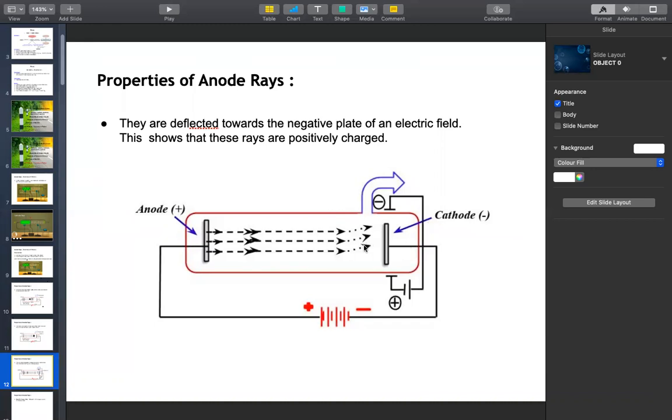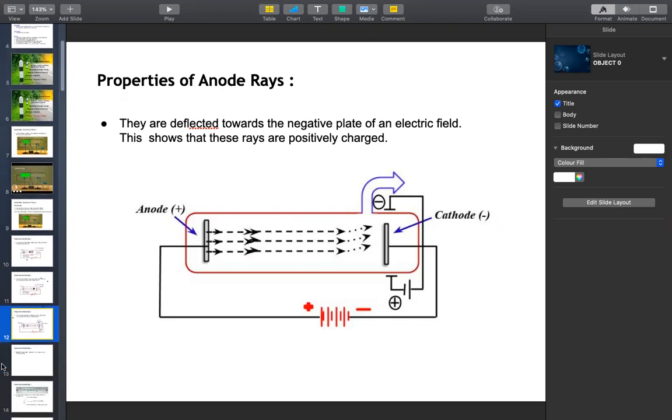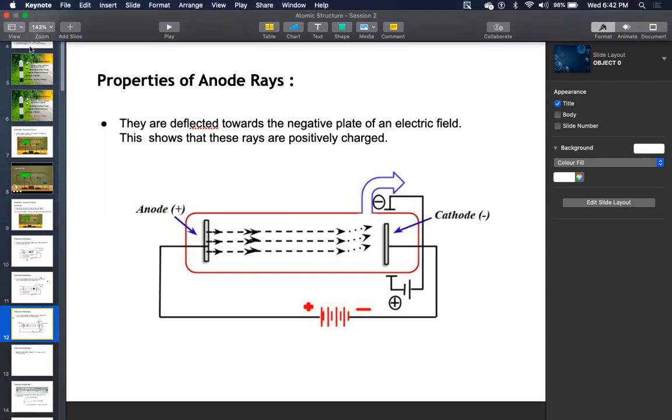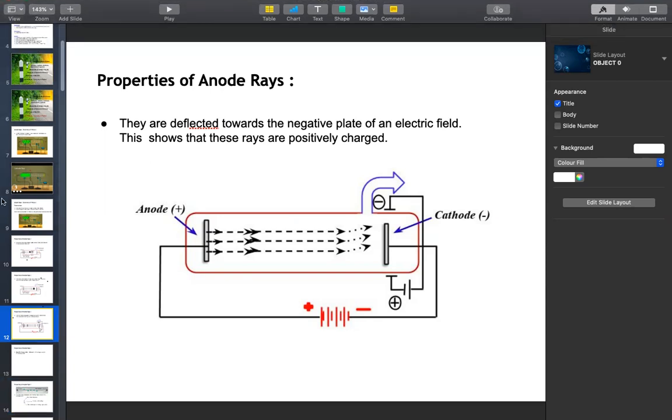Means when electric field is applied, which is perpendicular to the discharge tube, these anode ray particles are diverted towards the negative plate of the applied electric field. This tells that anode ray is positively charged. Got it? Yes or no? Tell me first. Okay, next thing.